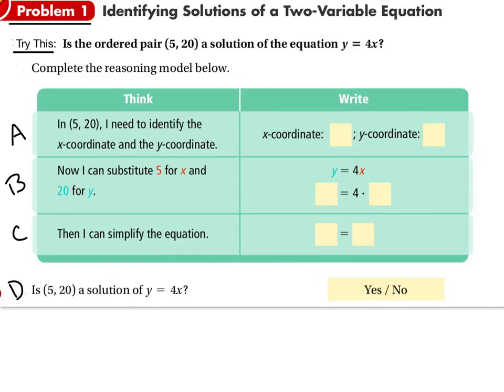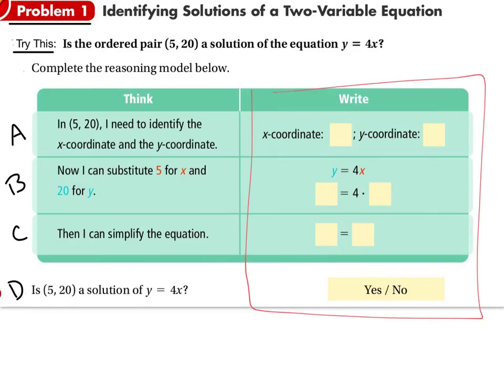This is a try this for you to try. Go ahead and fill out the chart in your notes. You don't have to write everything out, but focus on the important parts and show it.